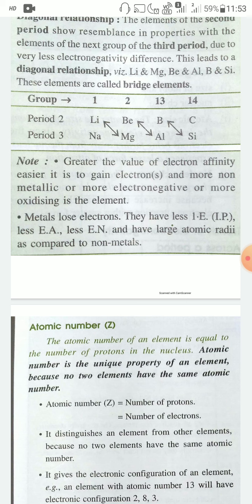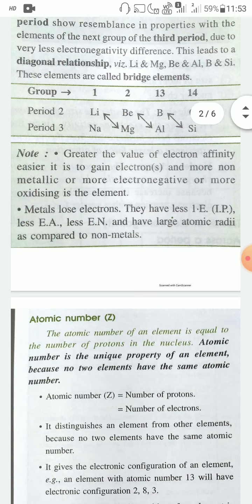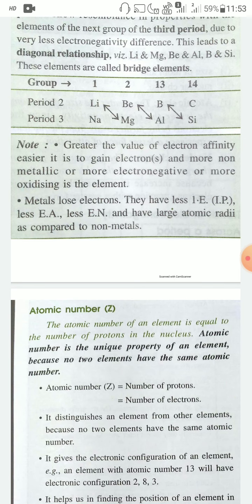Metals generally lose electrons while non-metals accept electrons. Metals have less ionization energy (IE or ionization potential), less electron affinity (EA), less electronegativity (EN), and larger atomic radii as compared to non-metals. Non-metals are just the opposite. They accept electrons, and they have high ionization potential, high electronegativity, high electron affinity, and small atomic radii.